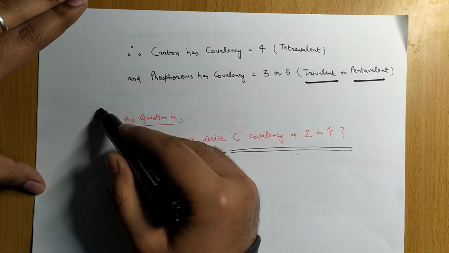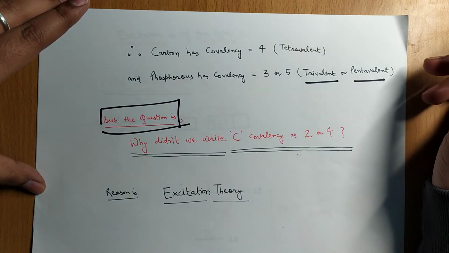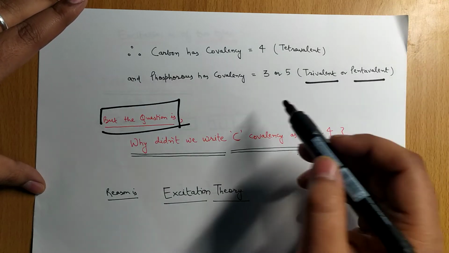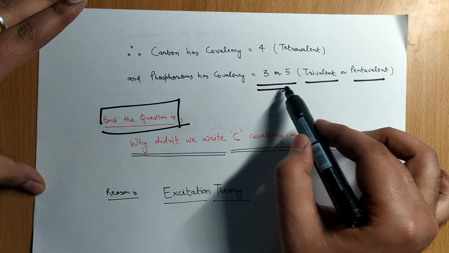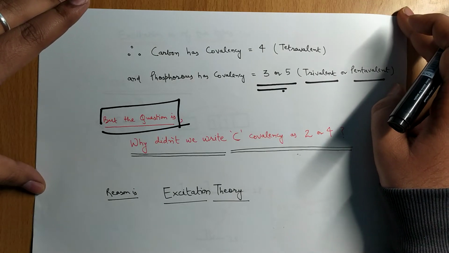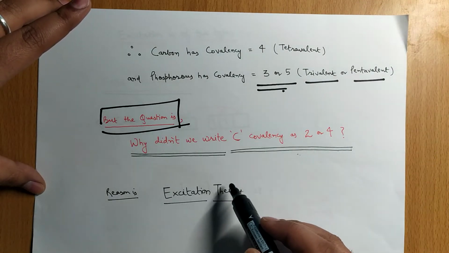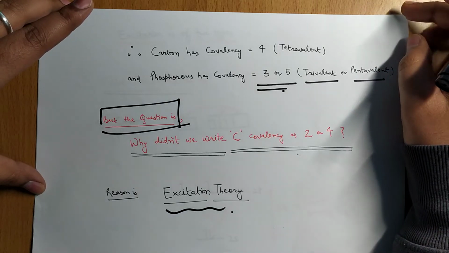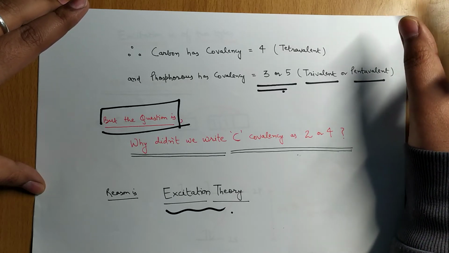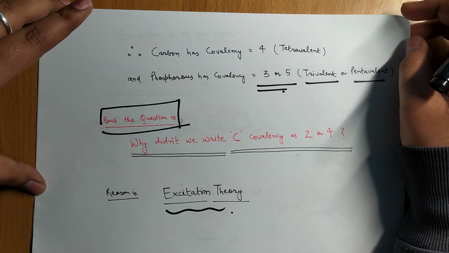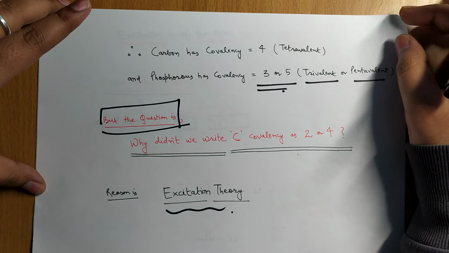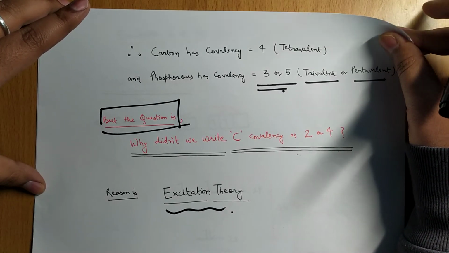But here is a very important question, this is the doubt of many students among us: why did we not write carbon covalency as 2 or 4, like we wrote for phosphorus as 3 or 5? To understand this question, we need to understand the whole excitation theory. So its reason is excitation theory. Now guys, we will understand the major concept, the excitation theory. If we understand this concept, we will never face any difficulty in understanding the concepts of inorganic chemistry and organic chemistry. So let's begin with the excitation theory.